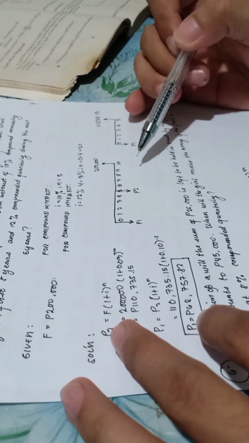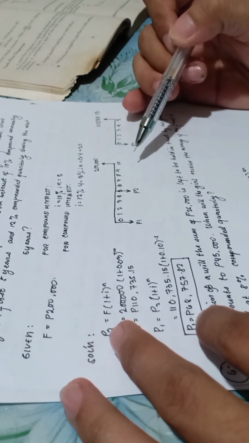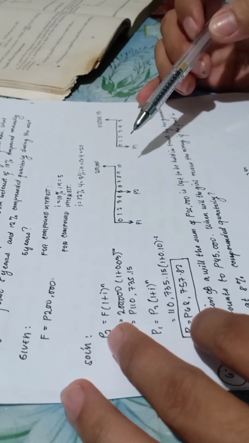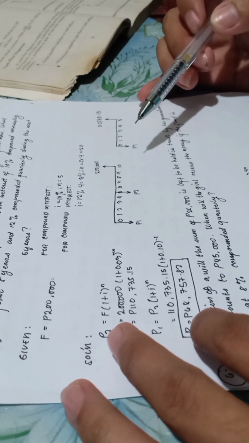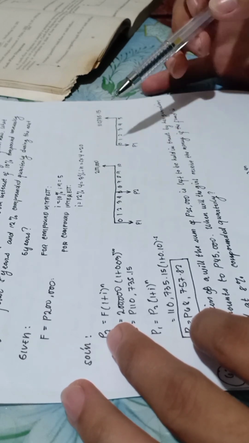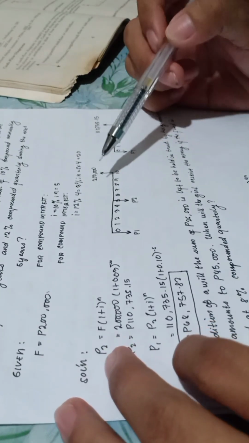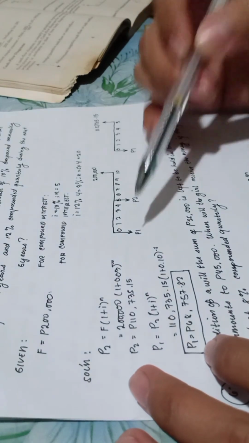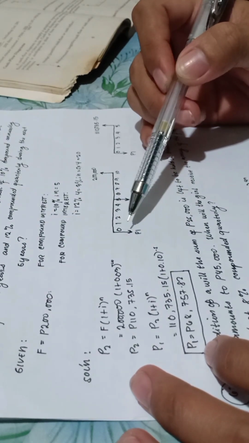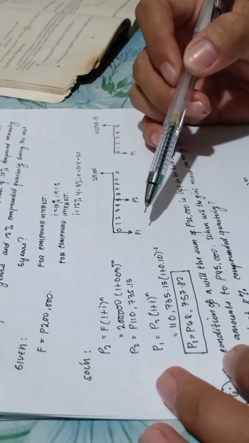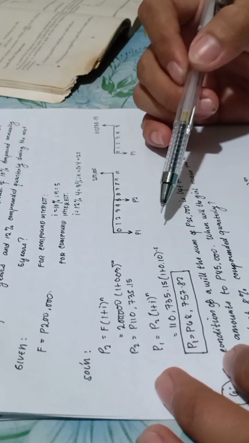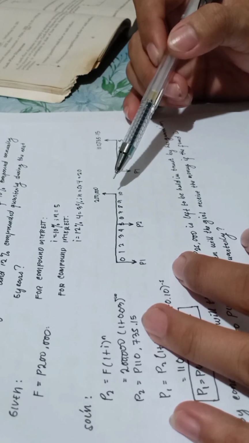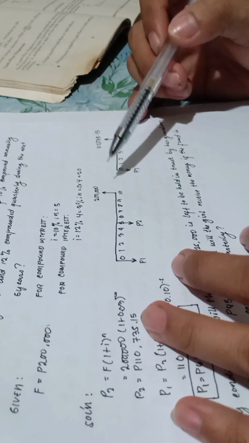So this diagram is simply a graphical representation of cash flows drawn on a time scale. A cash flow diagram for economic analysis problems is analogous to a free body diagram in mechanics problems. This one is the disbursement, or negative cash flow, or cash outflow. Then this one is the receipt, or positive cash flow, or cash inflow.